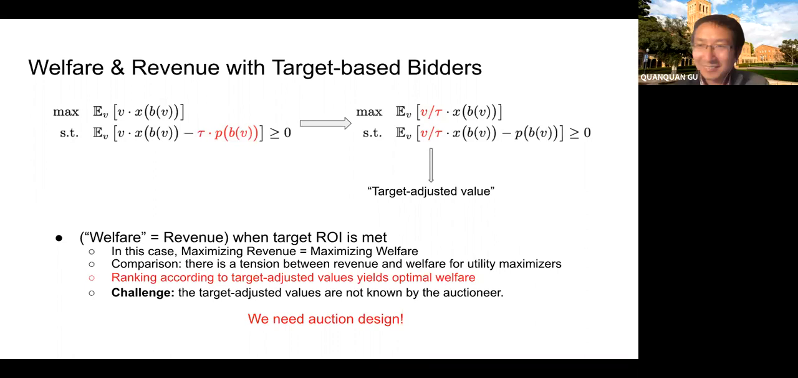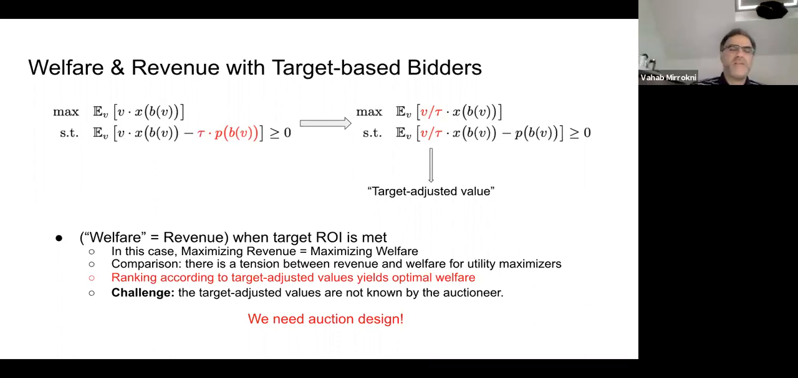So first, let's go over some insights about what is an optimal auction, or why we need auction design in the auto bidding world. So when we have target-based bidders that have to satisfy this target ROI constraint, we can rewrite the objective function of a value maximizing buyer by taking this tau and rewriting both the constraint and objective. And now we see that what appears in the objective apart from the payment is very similar to what appears in the constraint, which we call the target adjusted value.